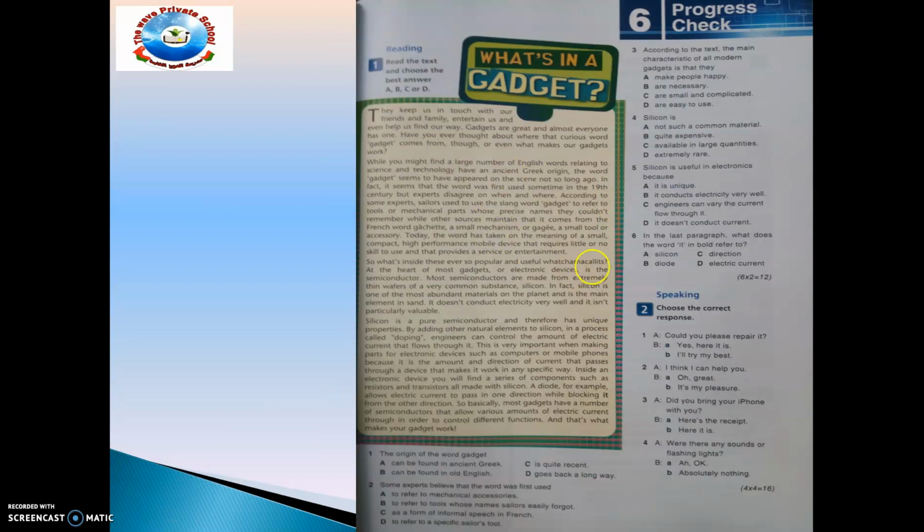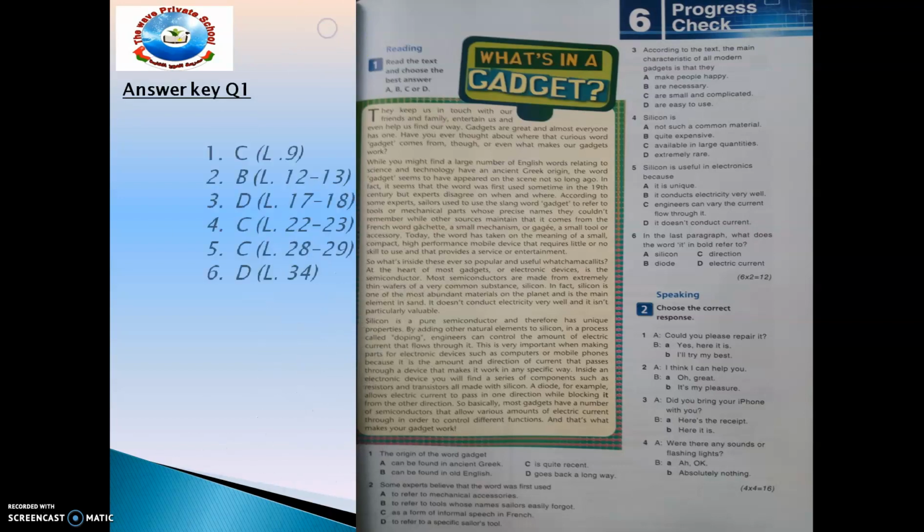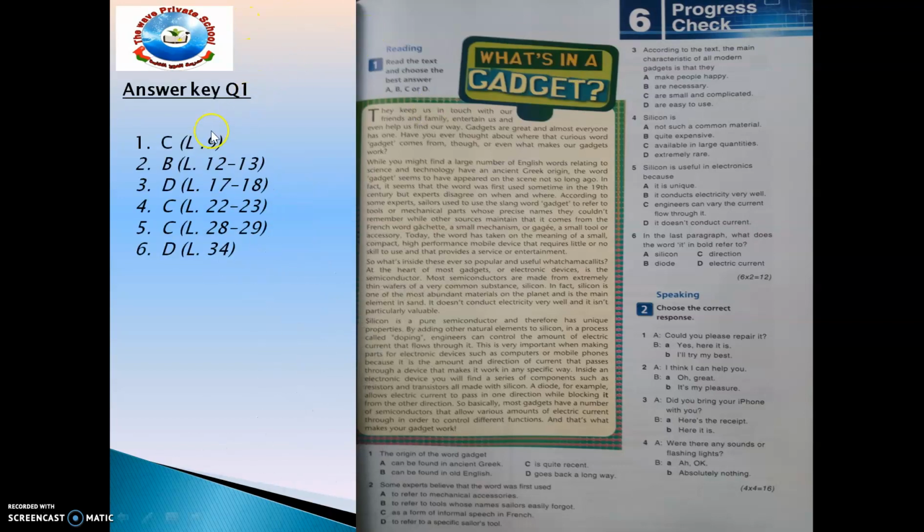Here we want to read this passage and choose the best answers A, B, C, or D. Check your answers. Please friends, you can see how I have done it here. I was able to tell you the lines where the answers were taken from. One is C and it's taken from line 9. So you can equally see D is taken from line 34. Did you get that? Make progress to number 2 that says choose the correct response.